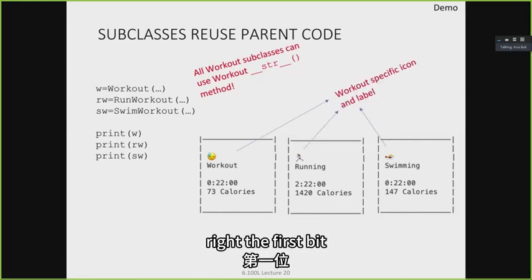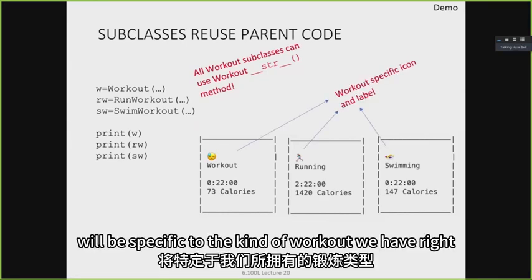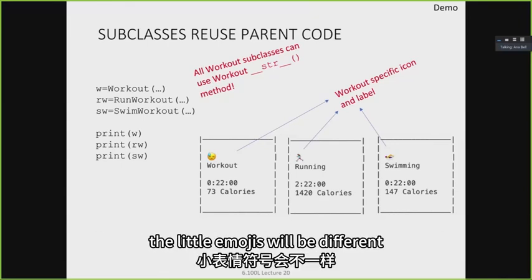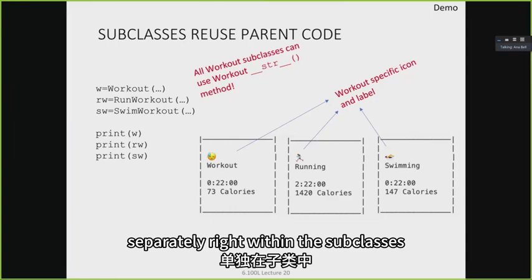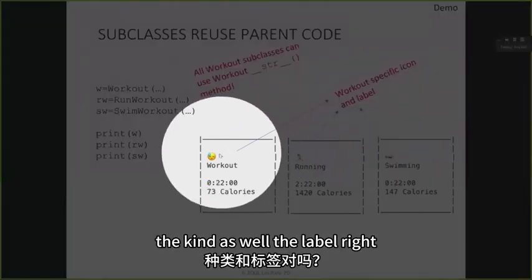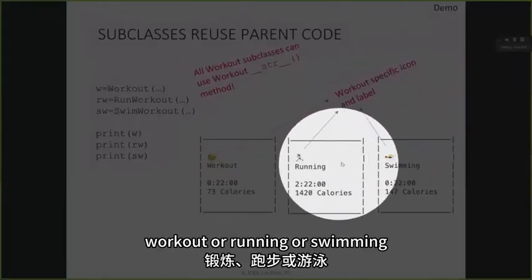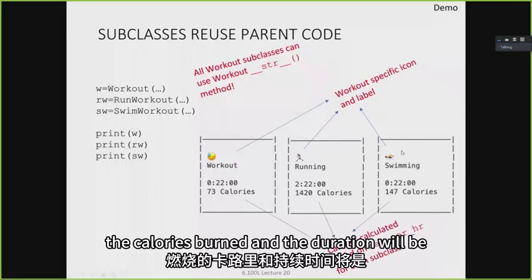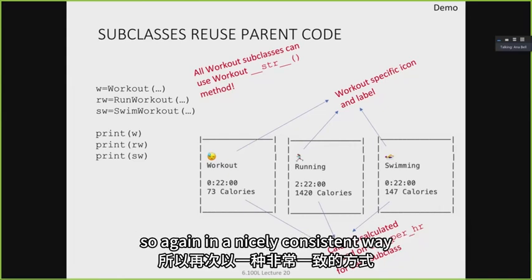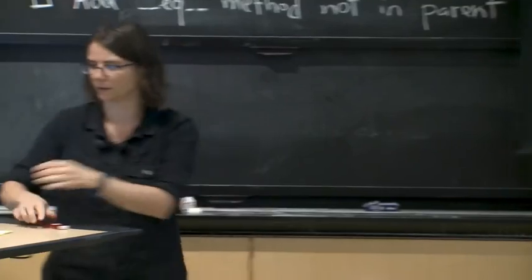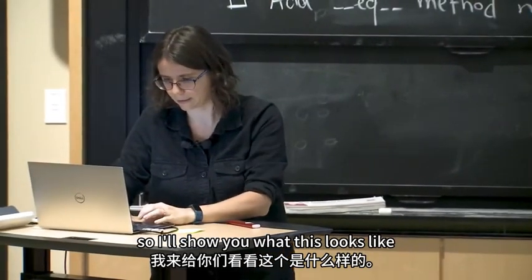The first bit will be specific to the kind of workout we have. The little emojis will be different because I've set those separately within the subclasses. The kind as well, the label: workout or running or swimming. The calories burned and the duration will be calculated using the getCalories method and then the getDuration method. So again, in a nicely consistent way. I'll show you what this looks like in the actual code.